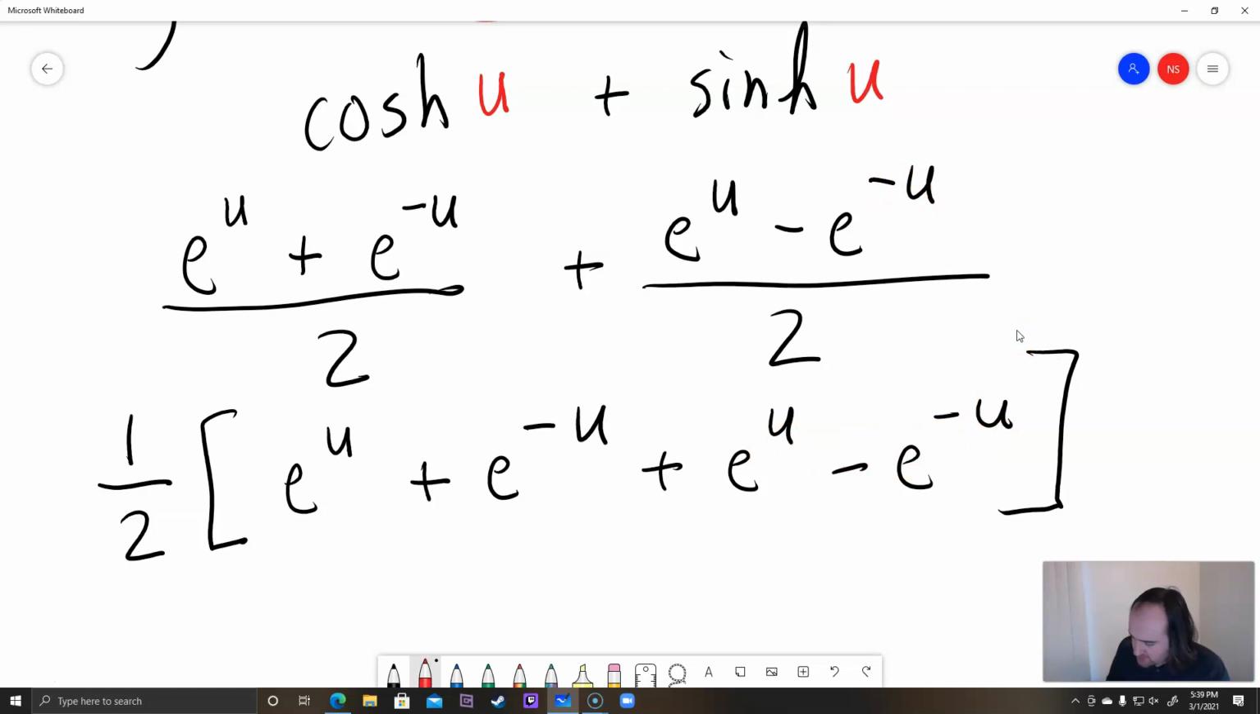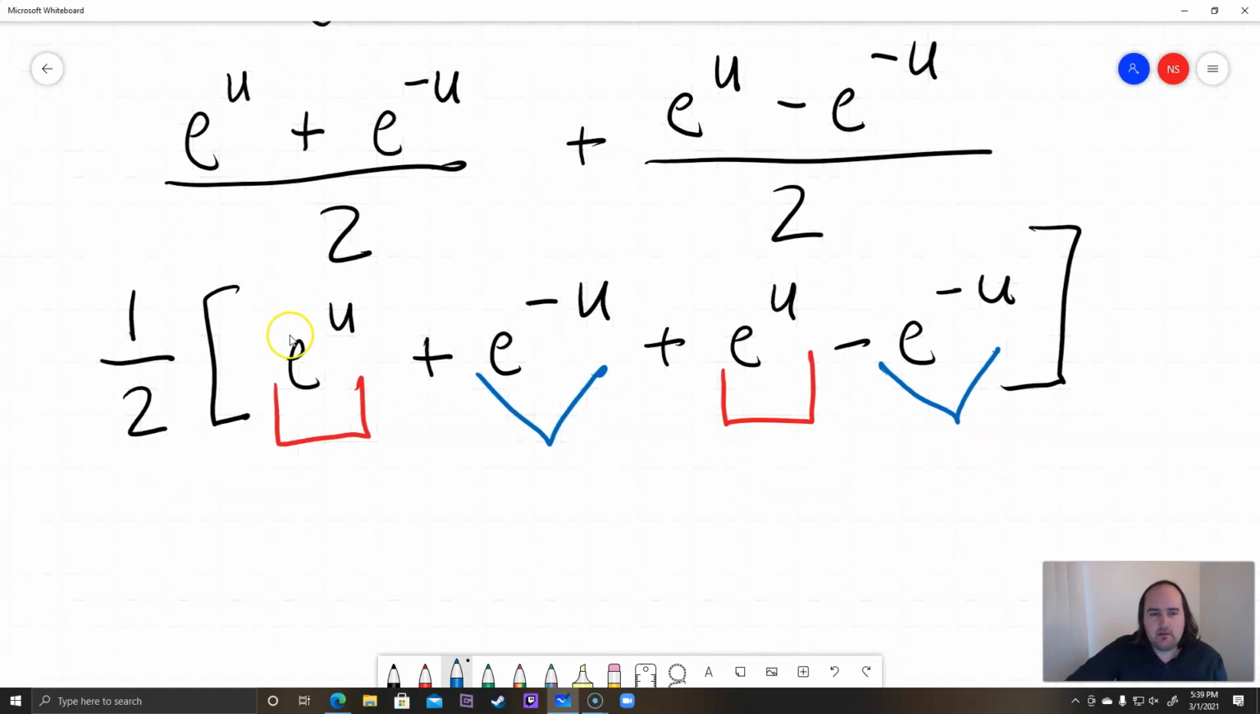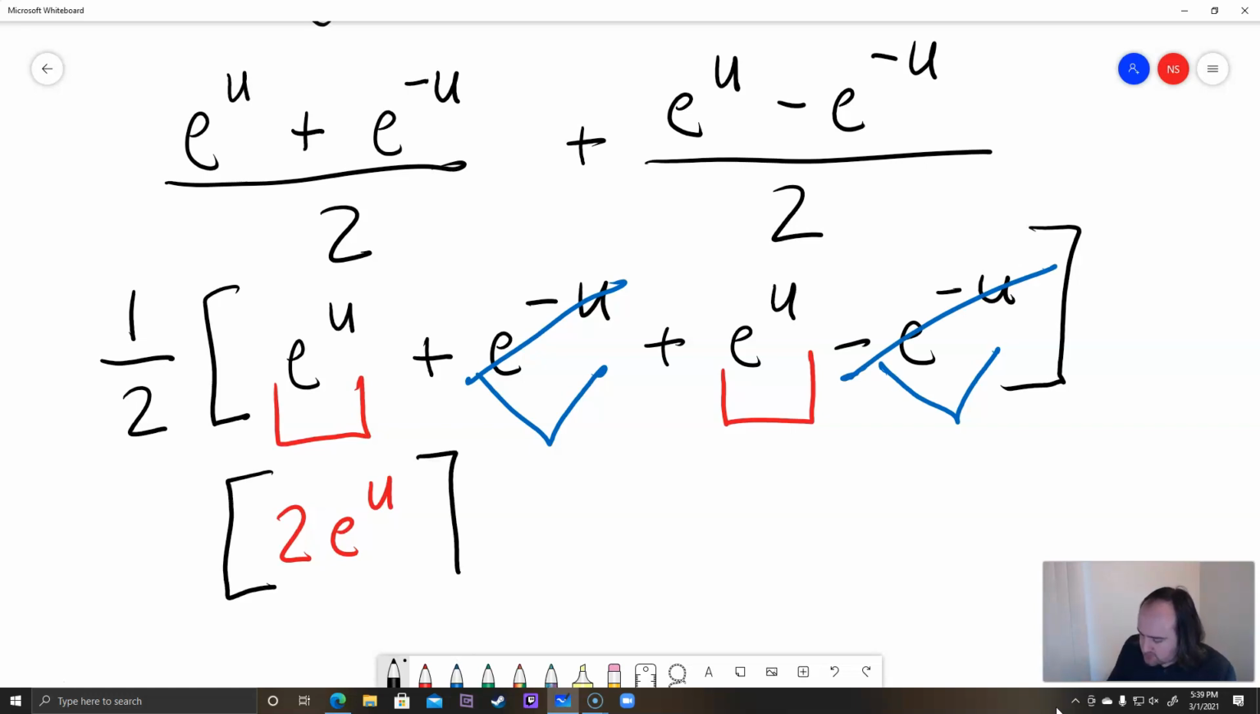And then we have like terms here. So we have e to the u plus e to the u. And then we also have e to the negative u minus e to the negative u. So for the e to the u, e to the u plus e to the u is going to give us 2e to the u. Okay, so we're going to have 2e to the u for the red. And then for the blue, because these are opposite signs, these are just going to cancel out. So e to the negative u minus e to the negative u is 0. Okay, so there we're actually just going to be left with 2e to the u.